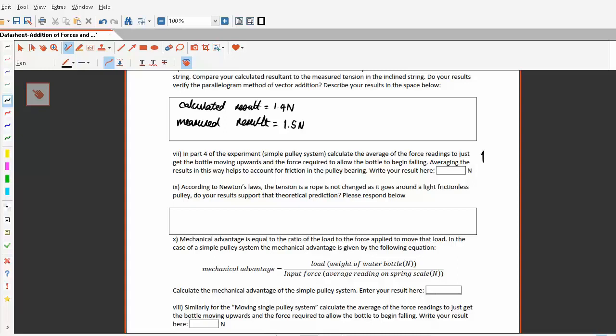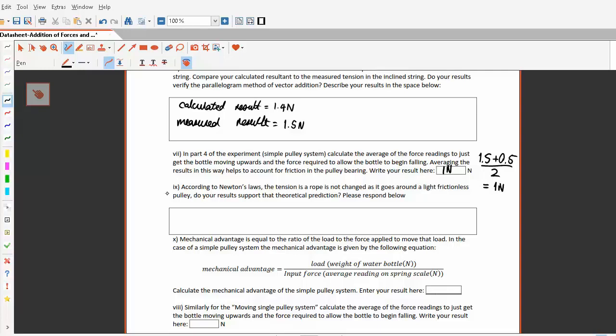No, actually it was less than that. 1.5 was required to get the bottle moving upwards. 0.5 was required to get the bottle falling. Divide that by 2 and we can see that equals 1 Newton.